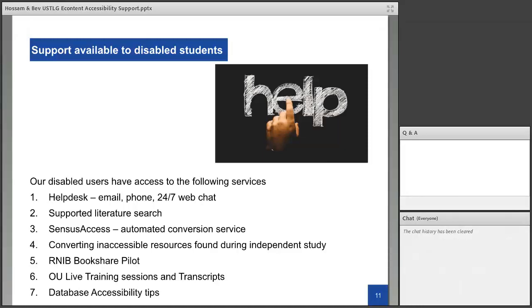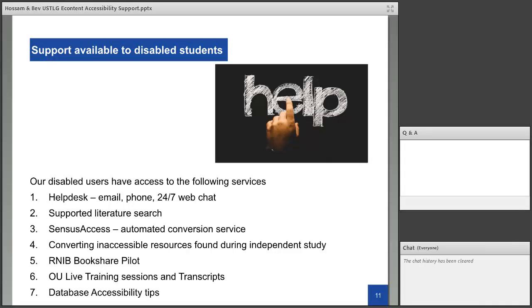So we provide supported literature search for the students. Basically, they will come to us asking, "Can you do this search for me?" We will liaise with the faculty or with the relevant tutor and ask their permission. And if they are happy for us, then we will run the search. We only run the search, and the students then have to pick the relevant articles or materials they want. And then if they are accessible, that's fine.